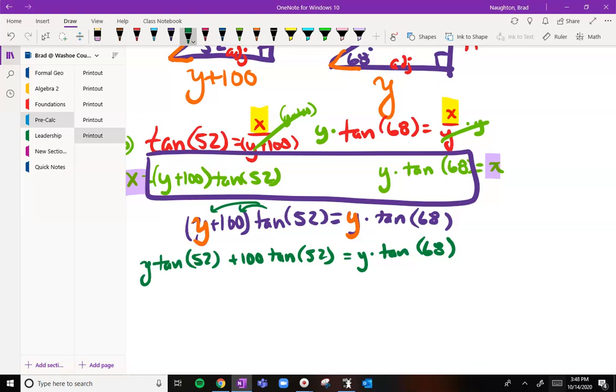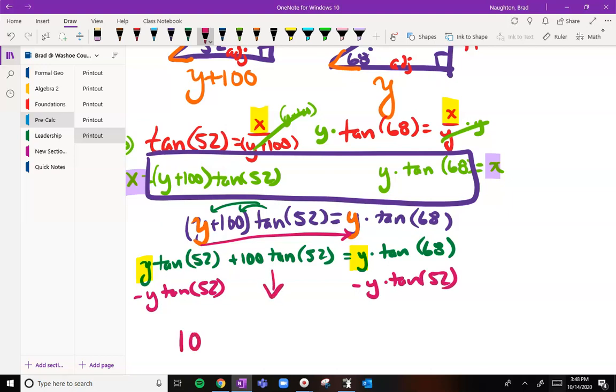There we go. Now, again, y is on the same side. So what I'm going to do is bring this over by subtraction. Minus y tan 52. Minus y tan 52. This is going to drop, so it's 100 tangent 52.